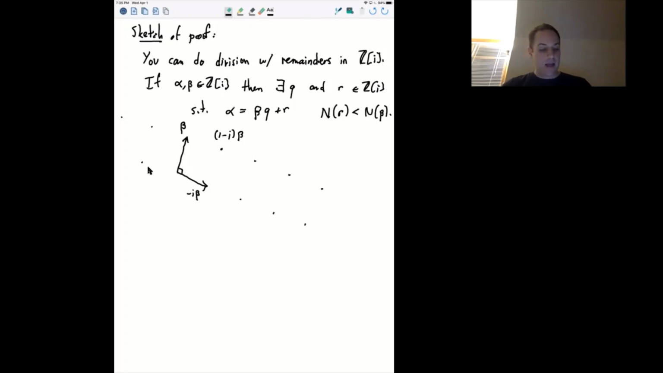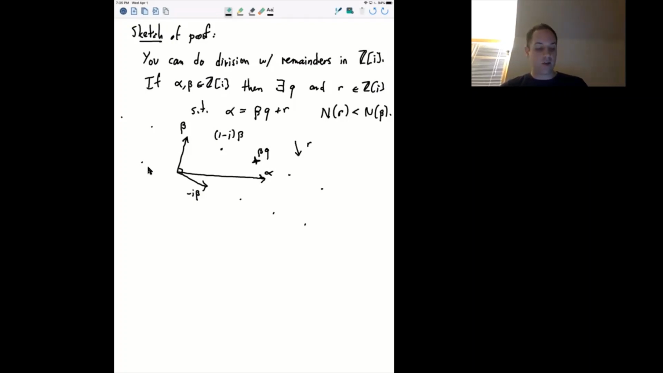Now I was trying to divide alpha by beta. So alpha, I'm going to suppose, is some kind of random Gaussian integer. The process of finding Q is just the process of finding the lattice point which is closest to alpha. In this particular example, it would be this one. So this is going to be beta times Q, and that's pretty close to alpha, right? So beta times Q plus R. In this case, R would just be the arrow that points from beta Q to alpha.